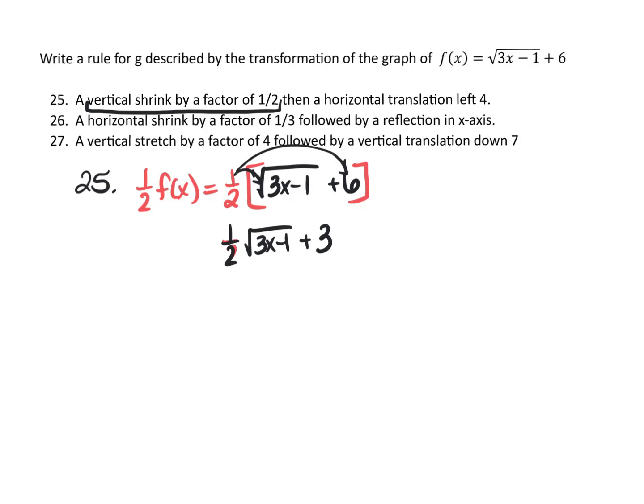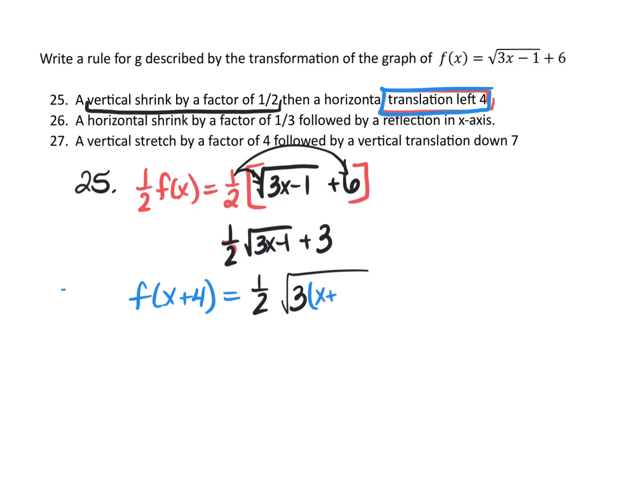The next is a horizontal translation, left 4. Let's do that in blue. Left 4 is f of x plus 4. So we get 1/2 square root of 3, and I have to substitute x plus 4 into my x, minus 1 plus 3. 1/2 square root of 3x plus 12 minus 1 plus 3.